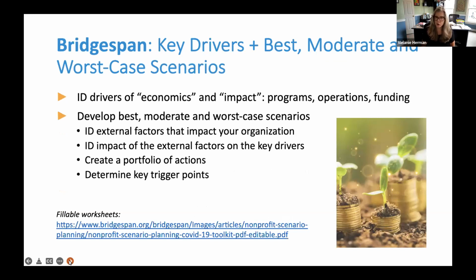So let's start with the bridge span approach. And again, it focuses on drivers and scenarios. So they suggest you begin with drivers of economics and impact in your agency. And they suggest areas such as programs, operations, and funding. And then they invite you to develop best, moderate, and worst case scenarios, and think about those external factors that impact your agency, the impact of the external factors on key drivers.